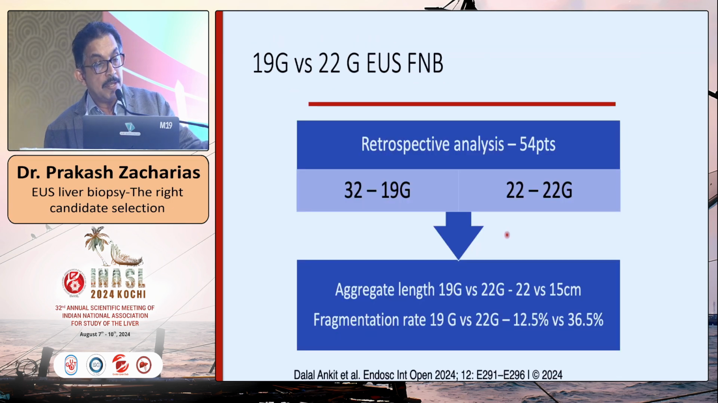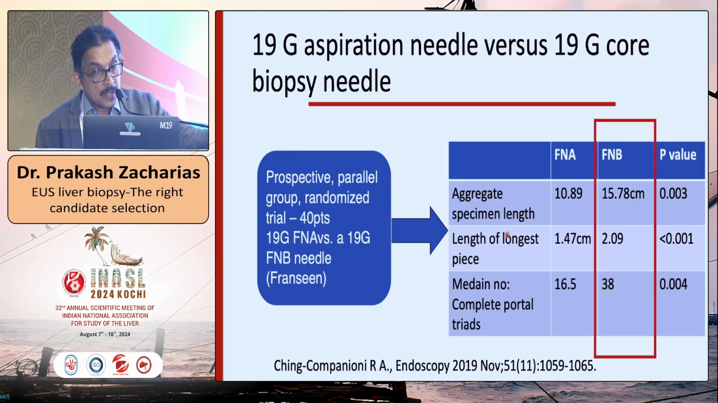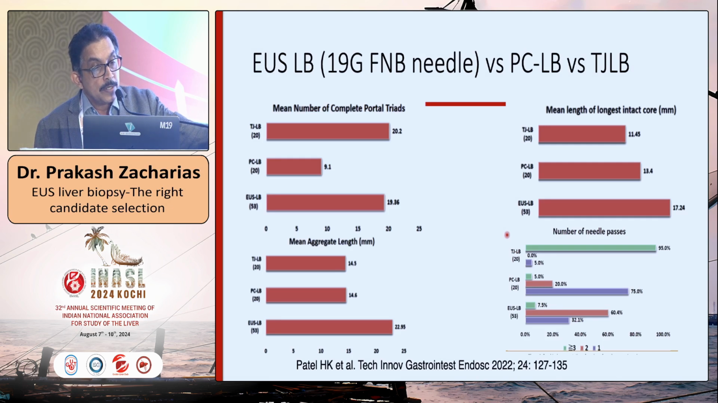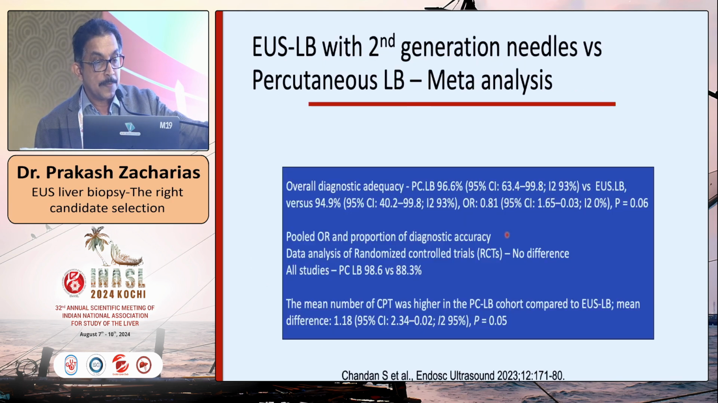So whether 19 gauge versus 22 gauge, it was found that 19 gauge was better. This was 19 gauge aspiration needle versus 19 gauge core biopsy needle. Again, 19 gauge core biopsy is much better. So what about fork tip or Franseen needle? Franseen needle was found to be better than a fork tip needle. So US-guided liver biopsy with a core biopsy needle is better than a percutaneous liver biopsy or transjugular liver biopsy in this particular study.